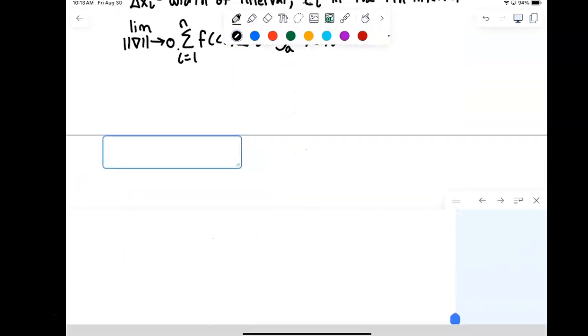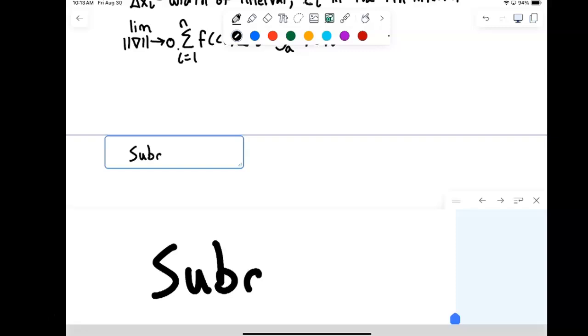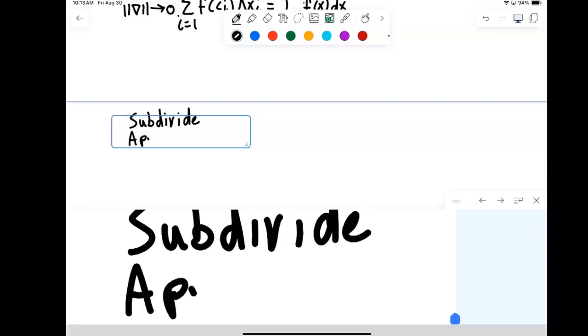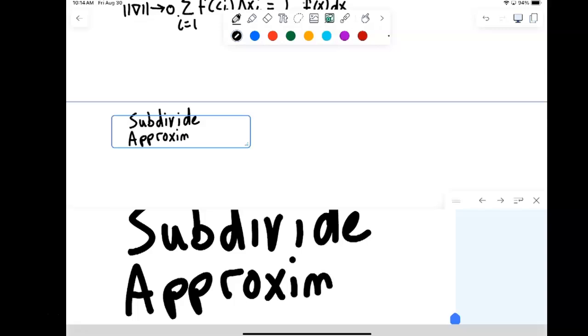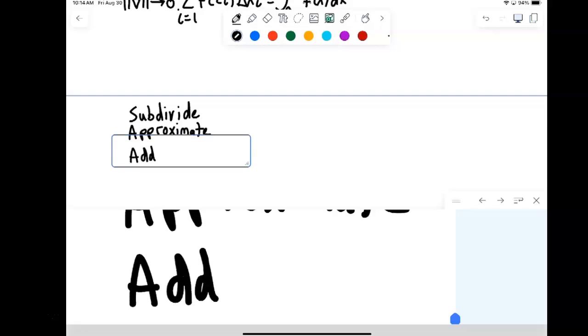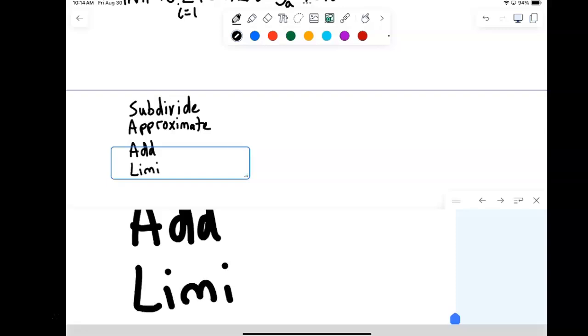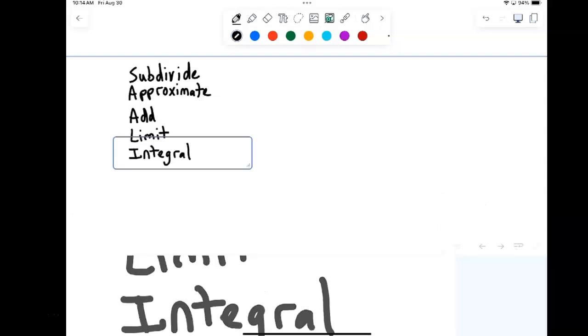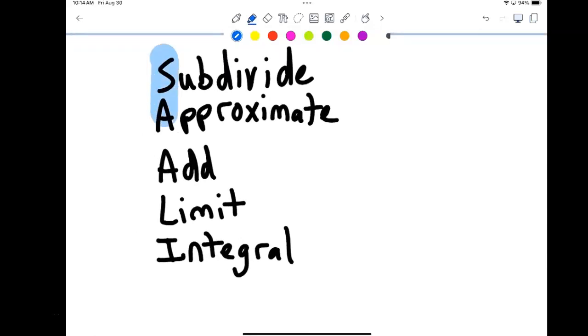And that process can be thought of as a 5-step process. First thing is to subdivide the stuff you're trying to find, compute, area, volume, whatever it is. Then we approximate one of those things, one subinterval. We come up with an approximation for it. We then add them all up. That's where the sum comes into play. We take the limit of that sum, which transforms it into an integral. So I refer to this as the Sally approach. S-A-A-L-I, Sally. Subdivide, approximate, add, limit, integrate.